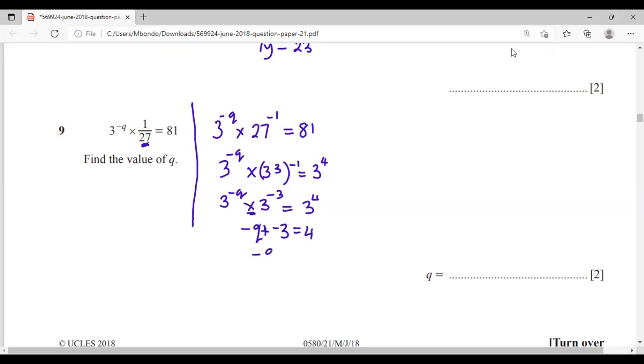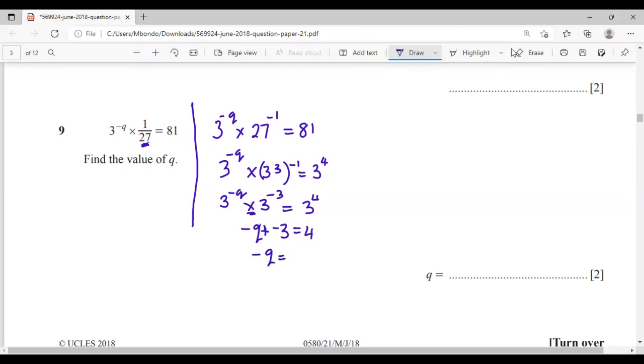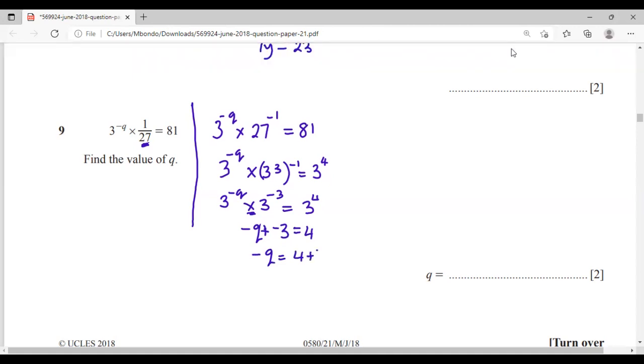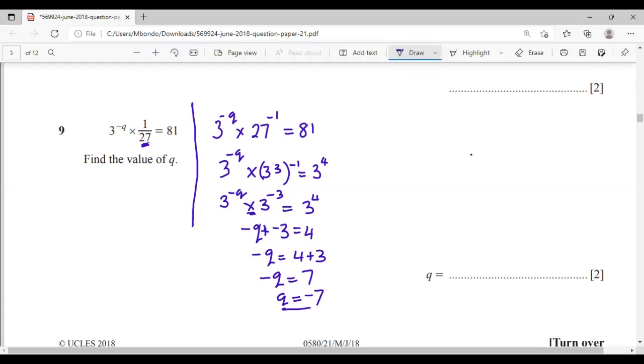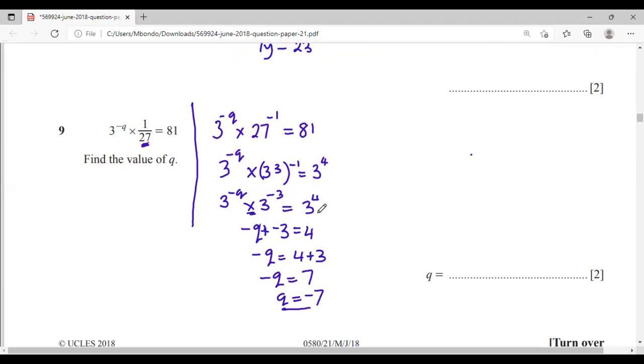So it will be negative q is equal to 4 plus 3. As you know, when this one goes to the other side, the additive inverse is plus. So it will be minus q is equal to 7. So you divide both sides by a negative. Then you're going to have q is equal to negative 7. That's what you're going to get as your answer to this part.